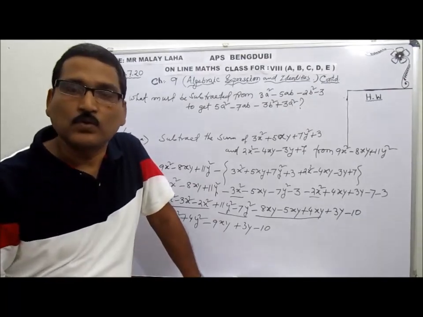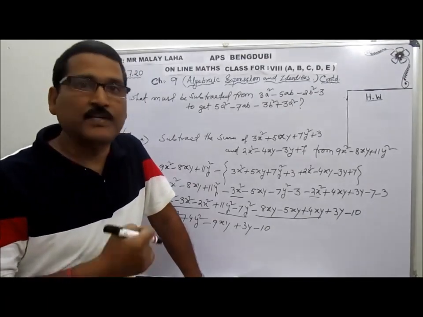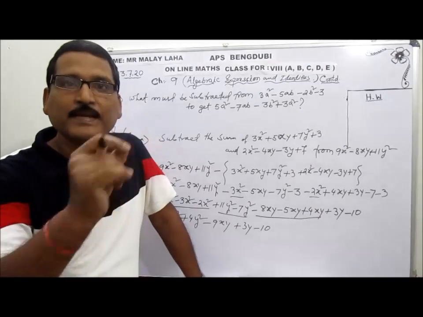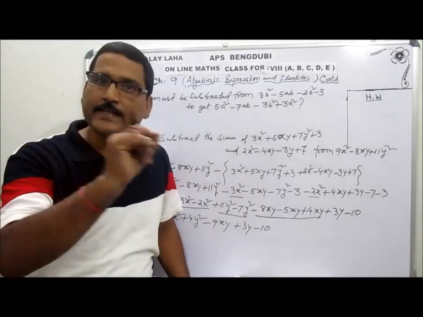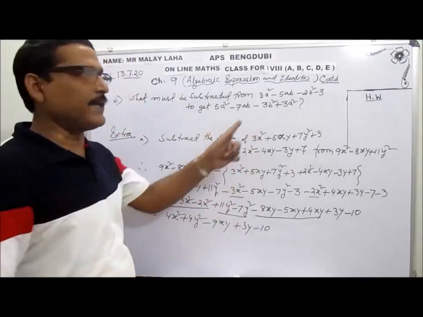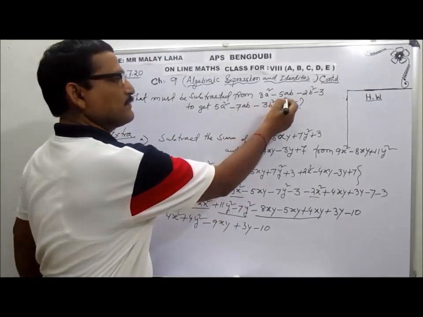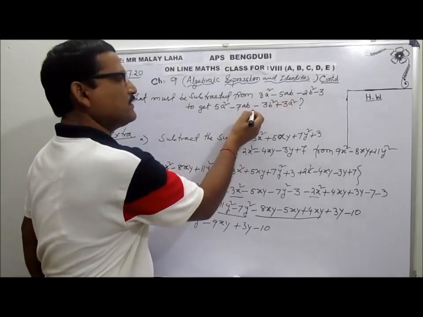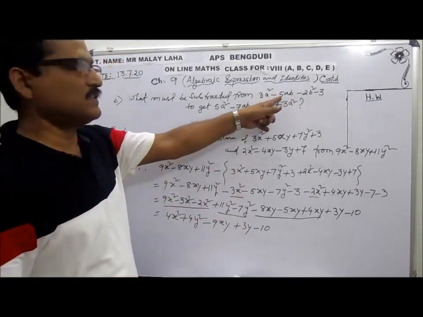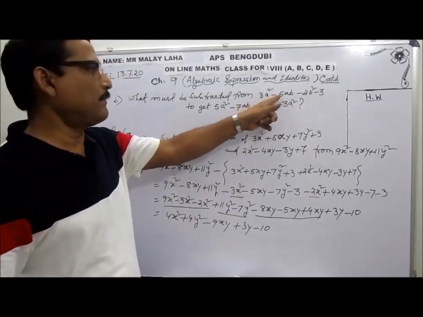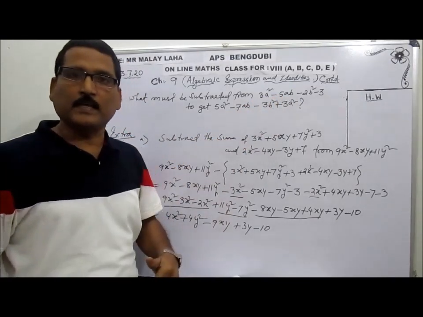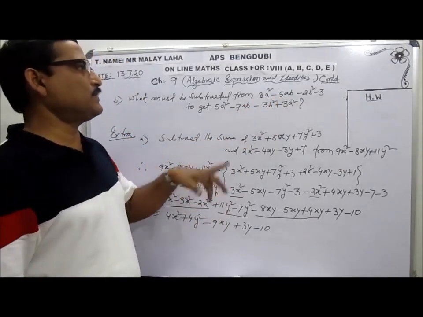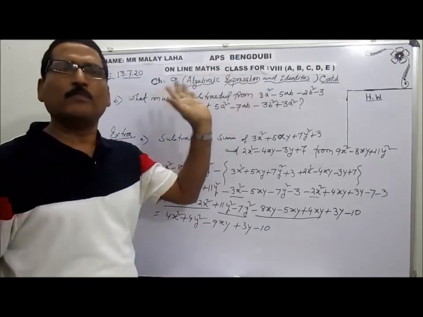Obviously you are saying 2, but the question is how I am getting 2? 6 minus 4, that means first term minus second term. So in the same way in algebra, what must be subtracted from this to get this? That means first expression minus, in bracket, second expression. Whatever the result is, you will say this must be subtracted. Okay, or from this and that.